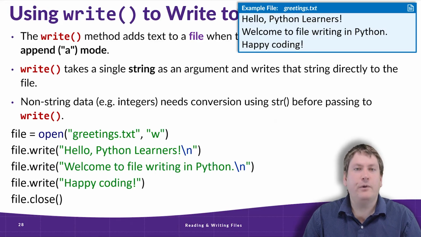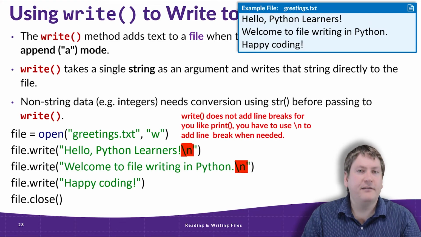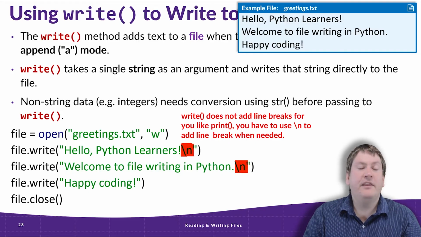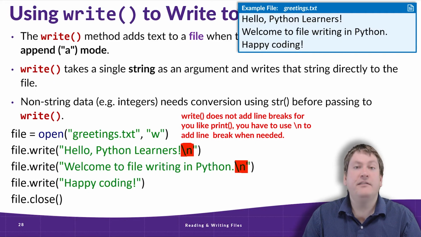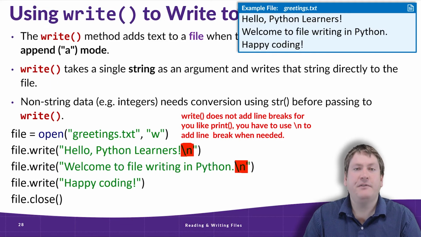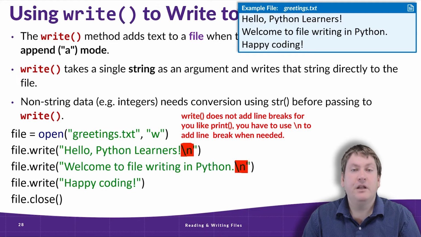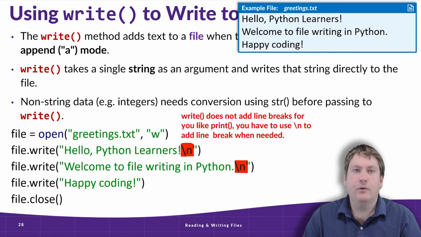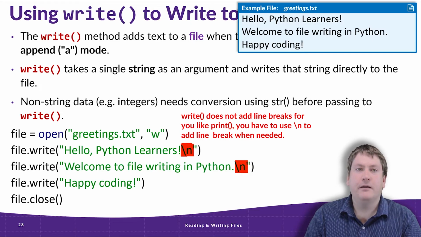But there are a few things to note here. And the first are these line breaks. Now the write method, unlike the print function, does not add line breaks for you. So if you want these values to be on different lines in your file, you do have to manually specify where each line break is. If you leave these out, everything will just be on one line in the file. So when using write, remember to add line breaks where you need them.